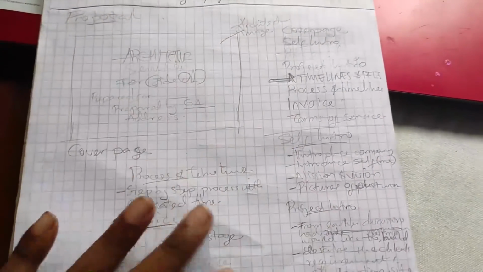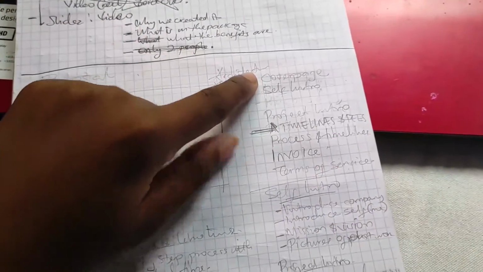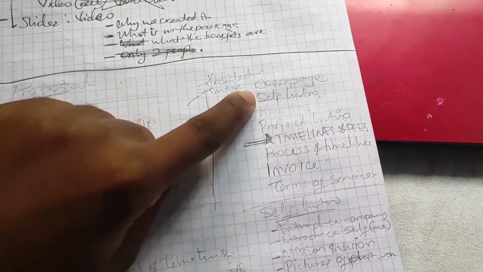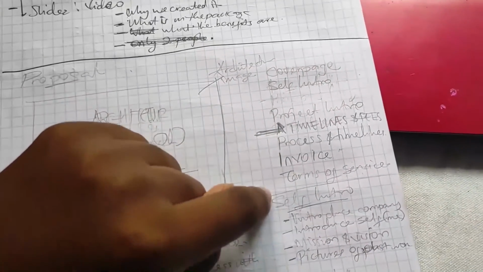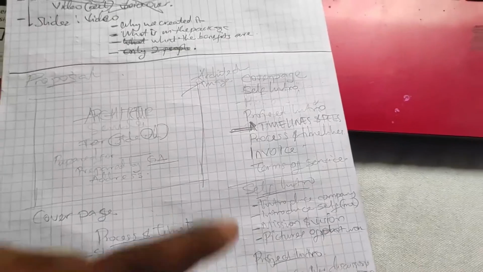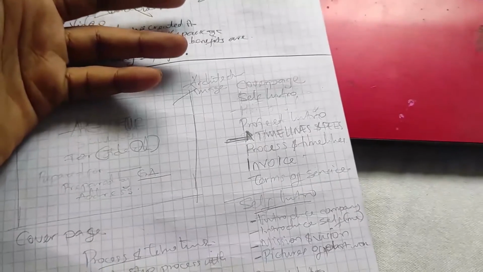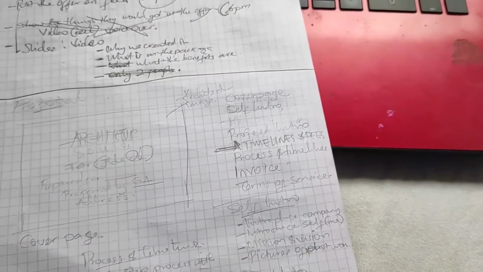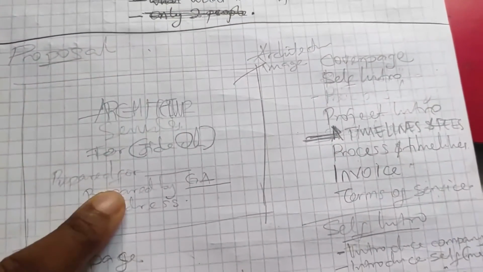So I want to show you guys the proposal sketch. I always do rough sketches like this so that my design process is faster. Basically, the proposal consists of a cover page, self-introduction or company introduction, project introduction, process and timeline, and invoice and terms of service. This is a proposal for what you want to charge and how you're going to go about the project, not necessarily proposing to somebody that you want to work with. This one is for somebody who is already interested in working with you.